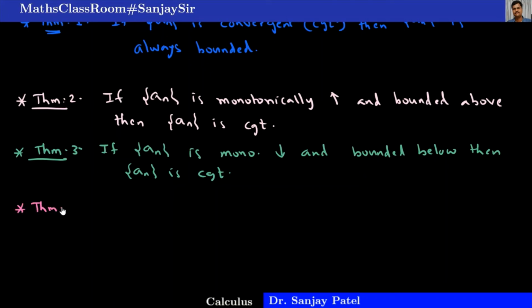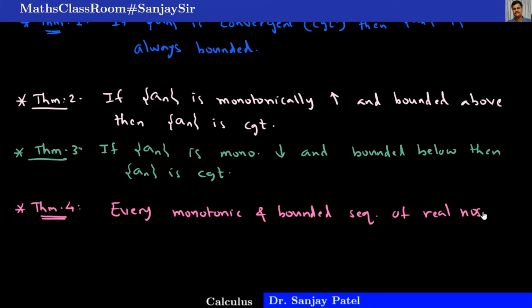All these results we have proved in the course of analysis. So we are just mentioning them, as they are useful in our discussion of convergence and divergence of series. So, every monotonic and bounded sequence of real numbers is always convergent.